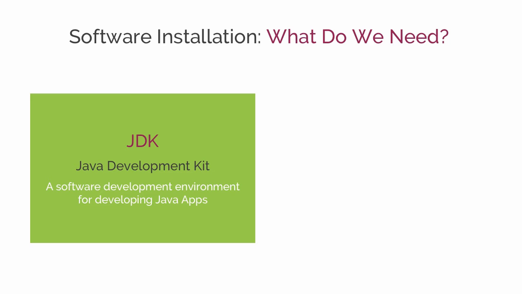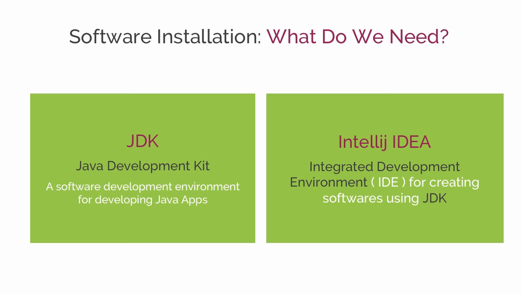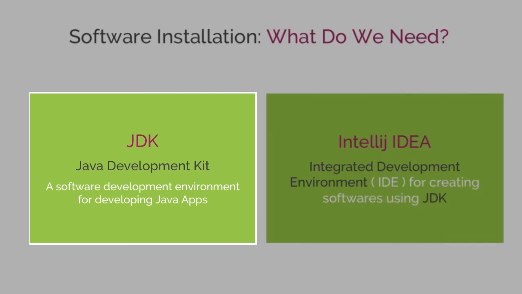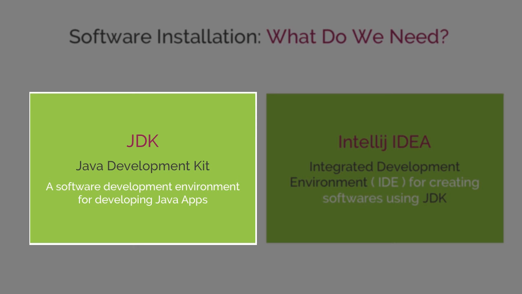Now, in order to use this JDK, we need some platform where we can write our Java code. So for that, in this course, we are going to use the IntelliJ IDE. Now, what do we mean by IntelliJ IDE? It is the integrated development environment for creating software that uses the JDK. This is the same JDK that we discussed here. So the IntelliJ IDE simply uses the JDK in order to create the Java application. One by one, let us install these two software. First, we are going to install the JDK in our system.